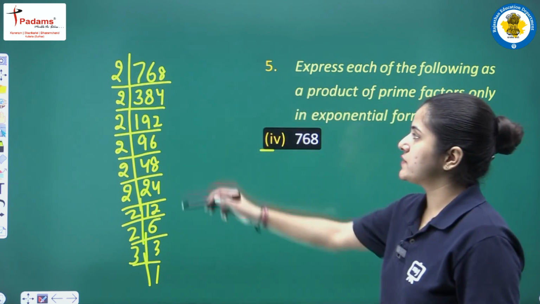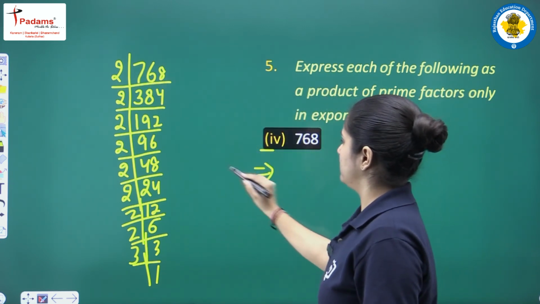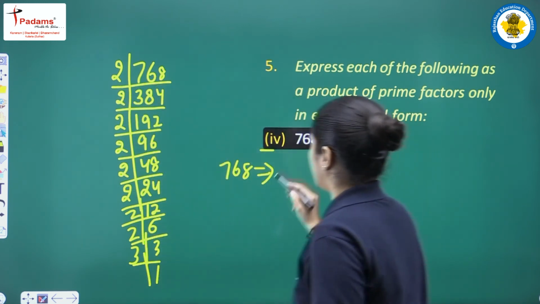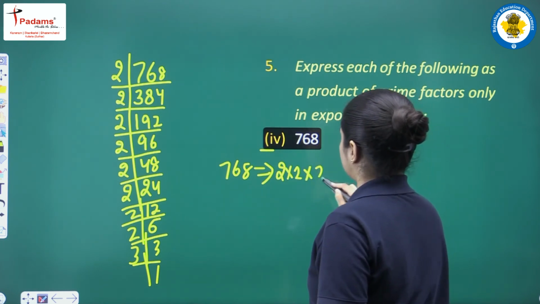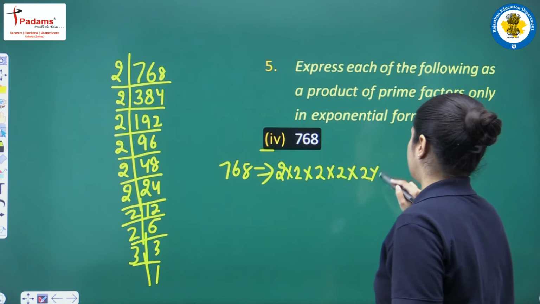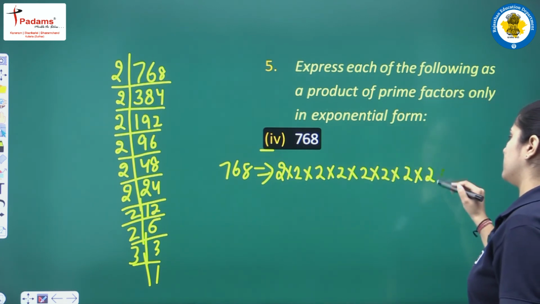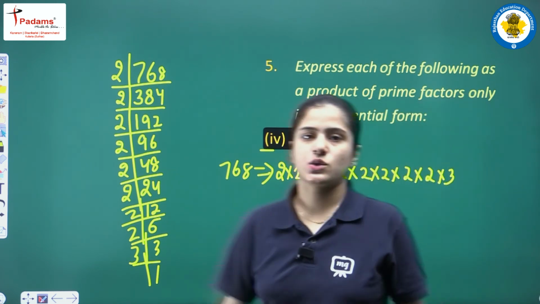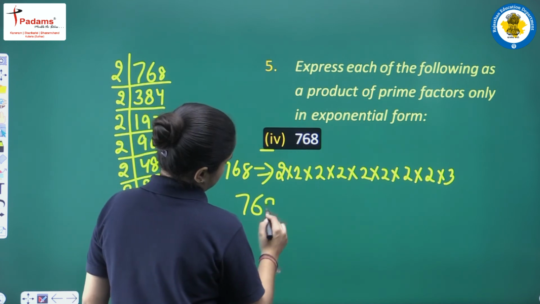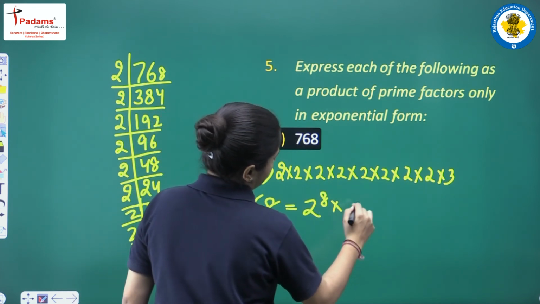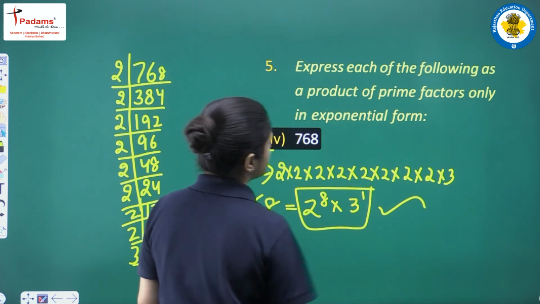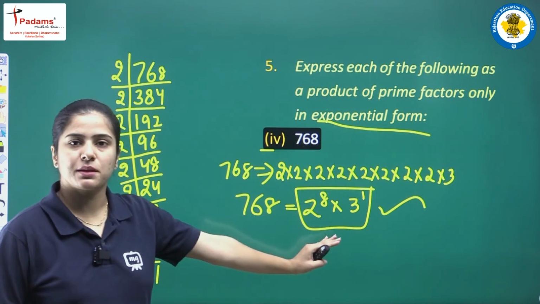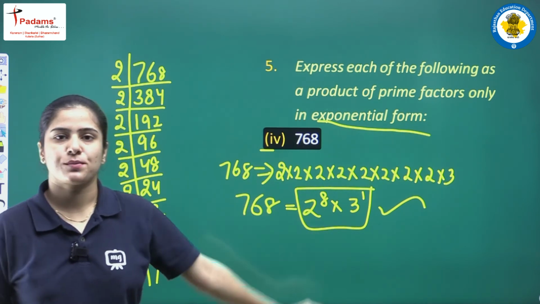So the factorization of 768 is equals to, count students, 1 2 3 4 5 6 7 8, 8 times 2, okay? So it can be written as 2 raised to power 8 into 3 raised to power 1, and this is your answer students, that is in the exponential form. All right students, iska answer aapke paas aa raha hai 2 raised to power 8 into 3 raised to power 1, okay?